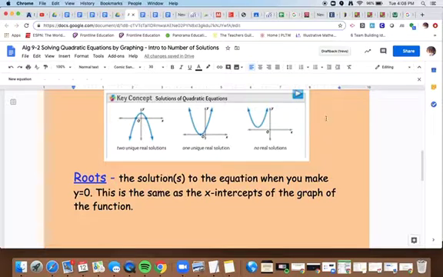Okay, so I'm going to stop the video here. In the next video, we're going to start looking at our first case, which will be when we have two roots.